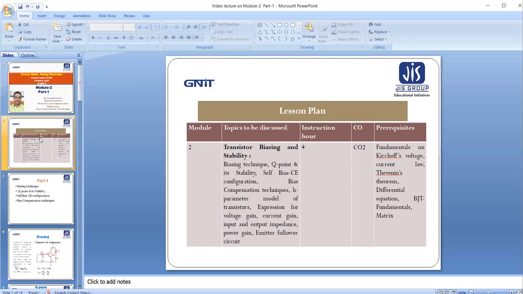The course outcome related with this module is CO2, that is, after studying this module, the student will be able to analyze the transistor amplifier circuits. To understand this module properly, the prerequisites are fundamentals of Kirchhoff's voltage and current law, Thevenin's theorem, differential equation, BJT fundamentals, and finally matrix.